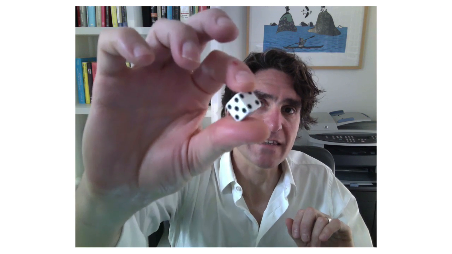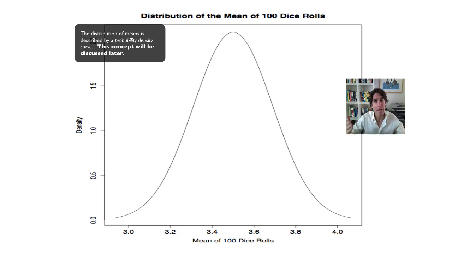If I roll a die like this 100 times, then each of those 100 times I'm going to get a different sample mean. The distribution of these means are pictured on your screen right now. What is the expected value and the variance of this distribution?